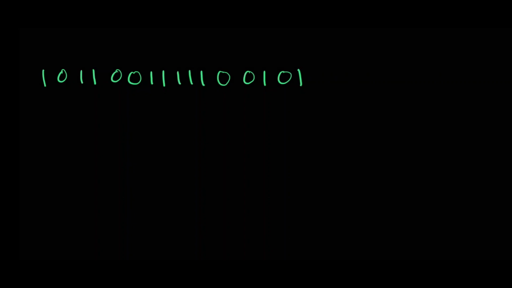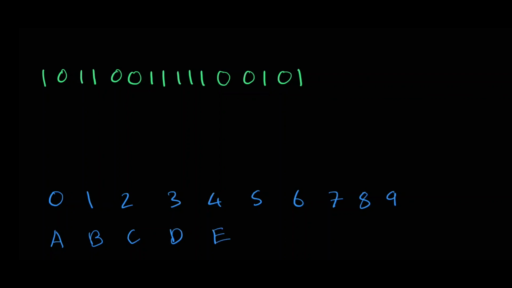So let's start with converting a binary number to a hexadecimal number. First, you need to remember that hexadecimal essentially has 16 digits. 0, 1, 2, 3, 4, 5, 6, 7, 8, and 9. And then it has A, which represents 10 in decimal, B, which represents 11 in decimal, C, which is 12, D, which is 13, E, which is 14, and F, which is 15.